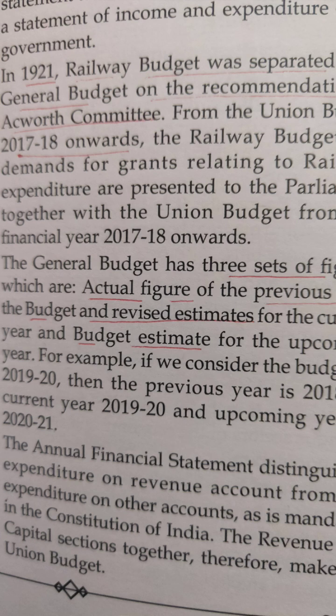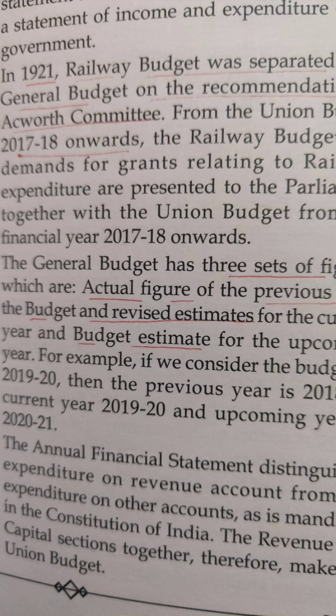Sets of figures in the general budget. When the government prepares the budget, it includes types of numbers. 1. Actual figures: what was actually earned and spent in the previous year. Example, for the 2019-20 budget, the previous year is 2018-19. 2. Budget estimates: a plan for earning and spending in the current year. Example, for the 2019-20 budget, this means plans for 2019-20.